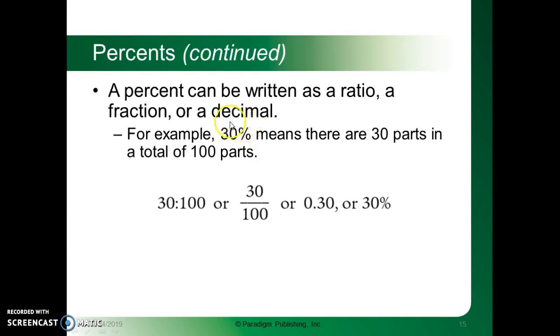For example, 30% means that there are 30 parts in a total of 100 parts. So we can write the 30 parts in 100 as a ratio, 30 to 100, or we can write it as a fraction, which is 30 over 100. Or we can write it as a decimal, which is 0.30. Or again, the percentage, 30%, with the percent symbol. So these are all the same value.